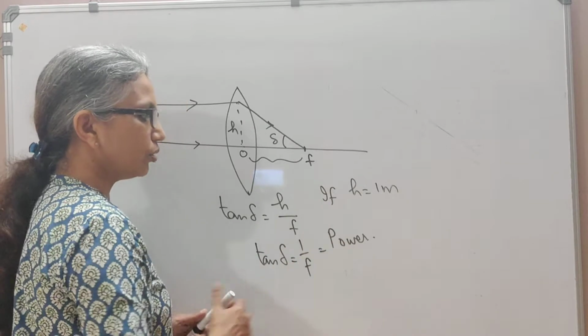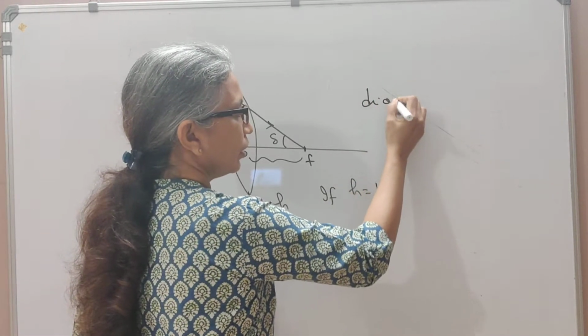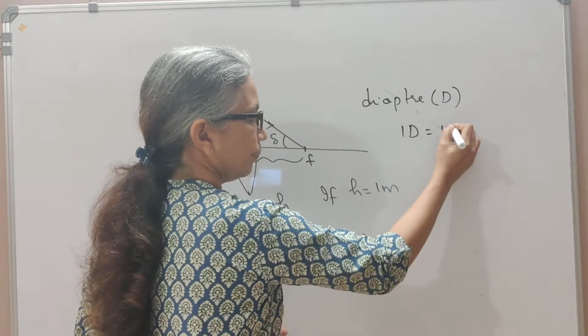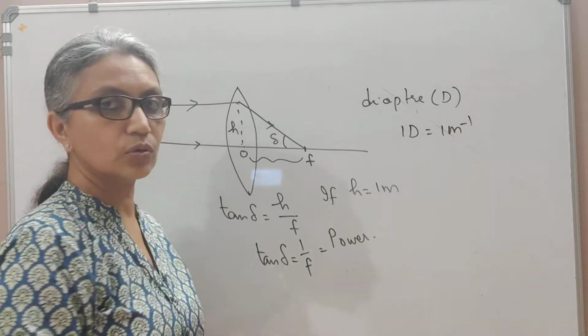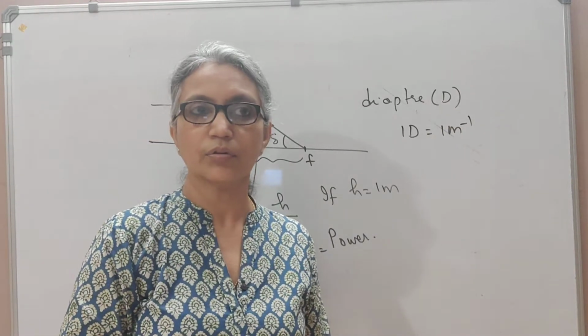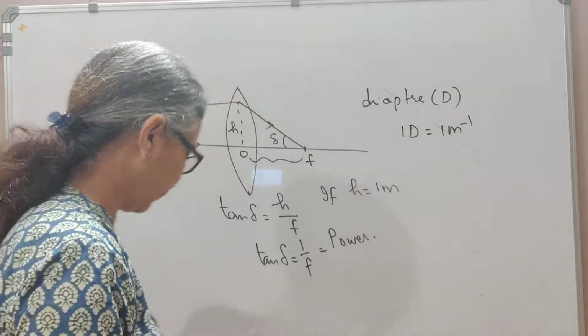Okay, and you know the SI unit of power is the diopter, and 1 diopter is 1 meter raised to minus 1. So when 1 by f is power, the focal length has to be in meters when the SI unit of power is in diopter.